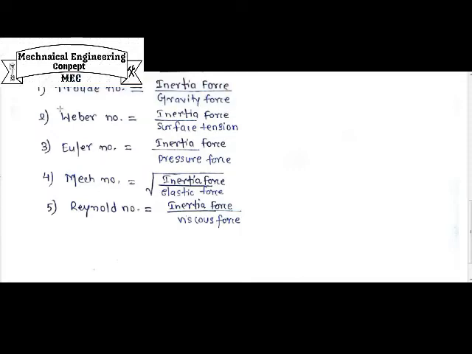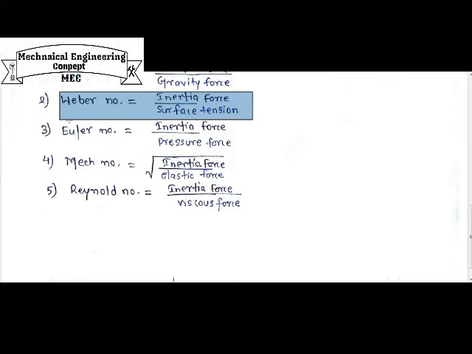Second, Weber. Weber is the ratio of inertia force to surface tension. Inertia force, we know the numerator is fixed. What is related to surface tension? Weber, we are basically confused whether it starts with V or W. So we are confused, or we are in some kind of tension. So we can say that the denominator is related to surface tension. Weber number is the ratio of inertia force to surface tension.